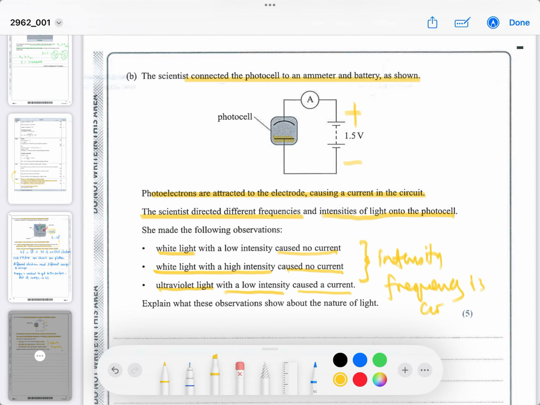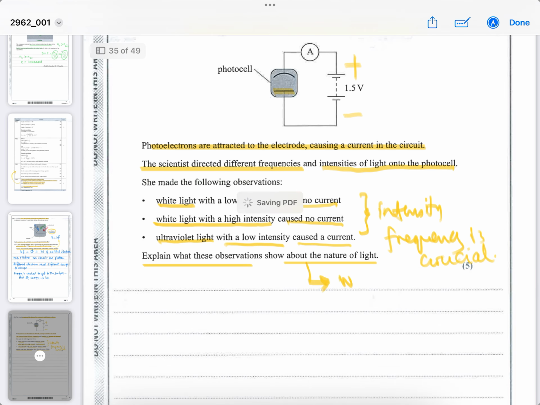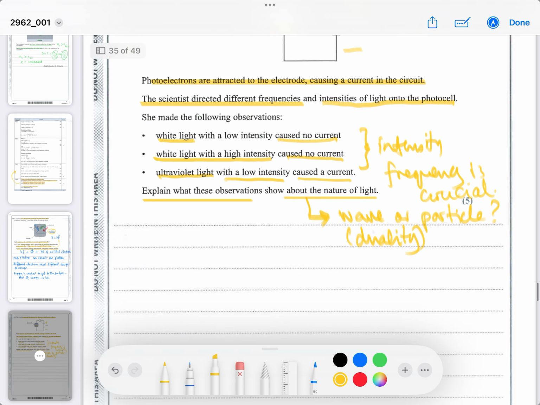Now this is a 5 marker, and they want you to explain how these observations show that the nature of light is not so much a wave in these observations. It's not supported by the wave theory, but it is supported by the particle theory. So it's the dual nature of light. So it's duality. That we have 2 theories, okay? So how are you going to break this down into the 5 marks?